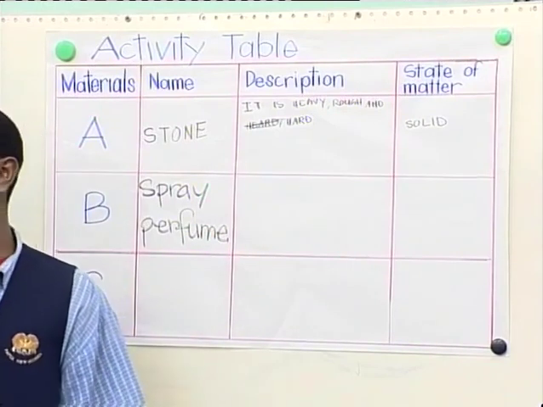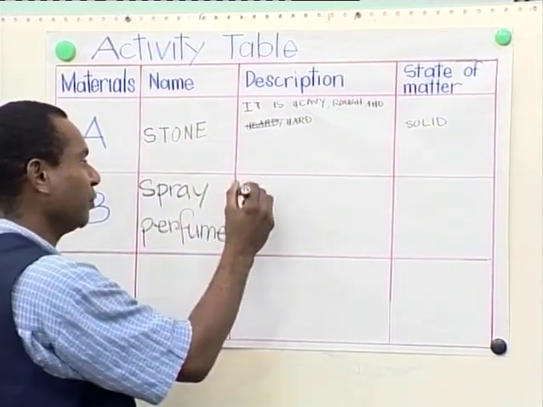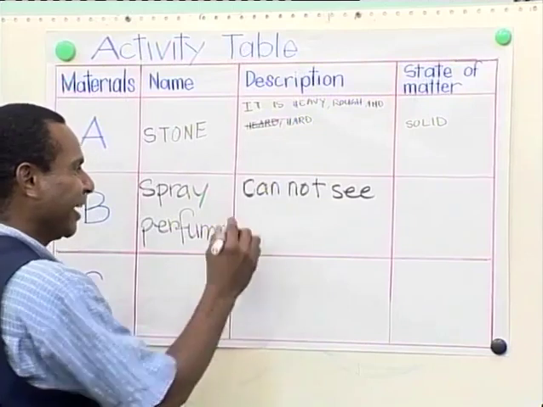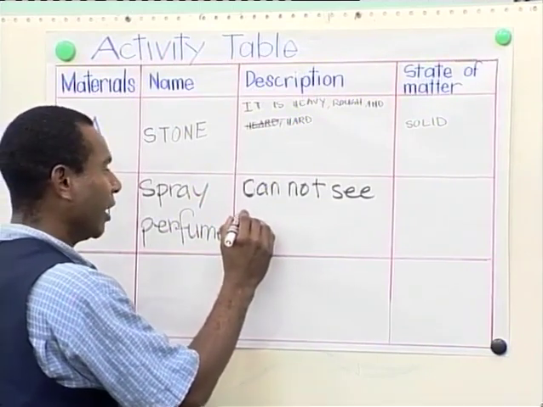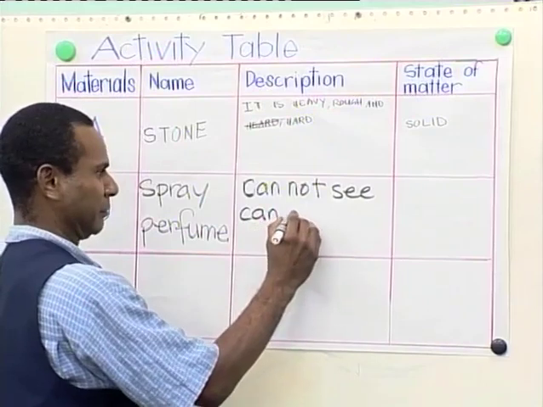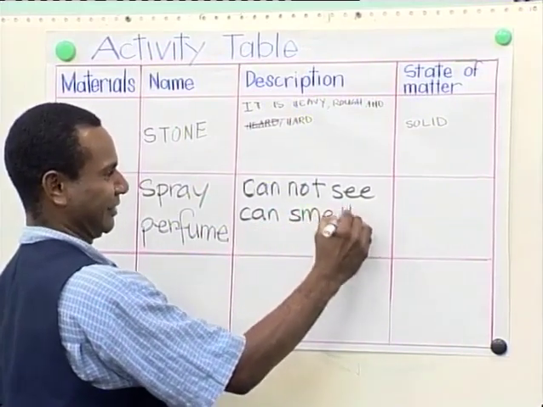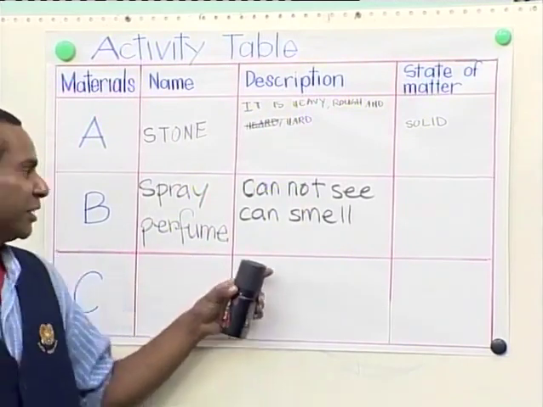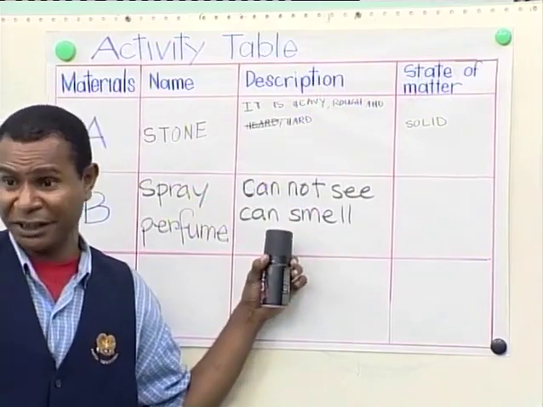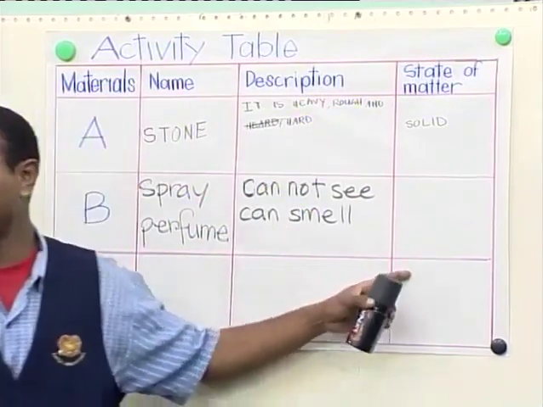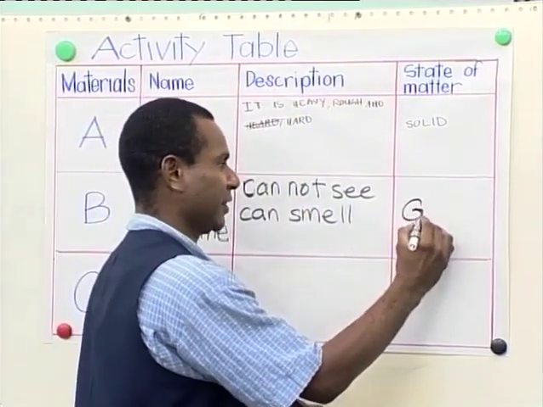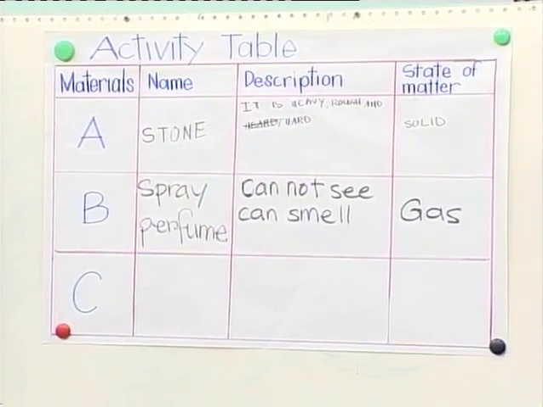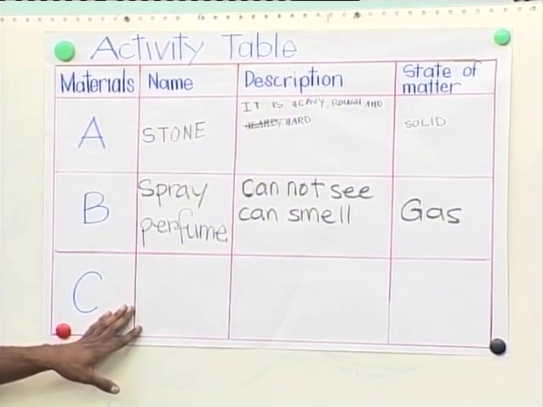So, did you see it? No, we cannot see it. So, I'm looking for a word. Cannot see. Can smell. And if you have more to describe than me, good. So we said it was a gas? Yes. Okay. Polishare, now we'll have your last one.